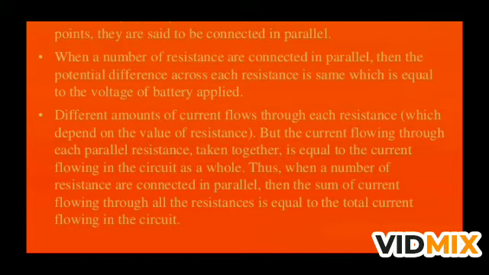So when a number of resistances are connected in parallel, the sum of the current flowing through all the resistances is equal to the total current in the circuit. Here the total current will be equal to the sum of the individual currents in the resistances. If you sum all the currents in the resistances, you will find the total current. Here the current divides, there the potential divides.